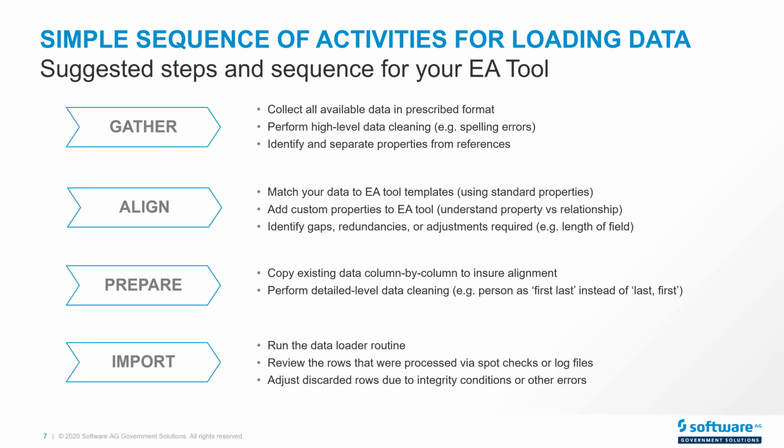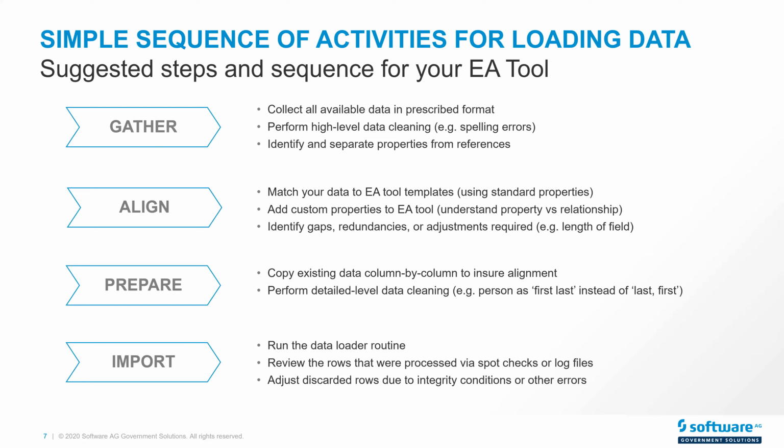And in this gather phase, that's your work period to correct the errors as much as we can ahead of time. I'm not asking for perfection here, but I'm asking you to do high-level data cleaning, looking for spelling errors during the gather phase. And then identify and separate the properties, which are the proper attributes for the object, from the relationships or references between objects. Now that we've done that, you've got the data that you've been keeping about your objects, and now you want to align those data points into the EA tool.